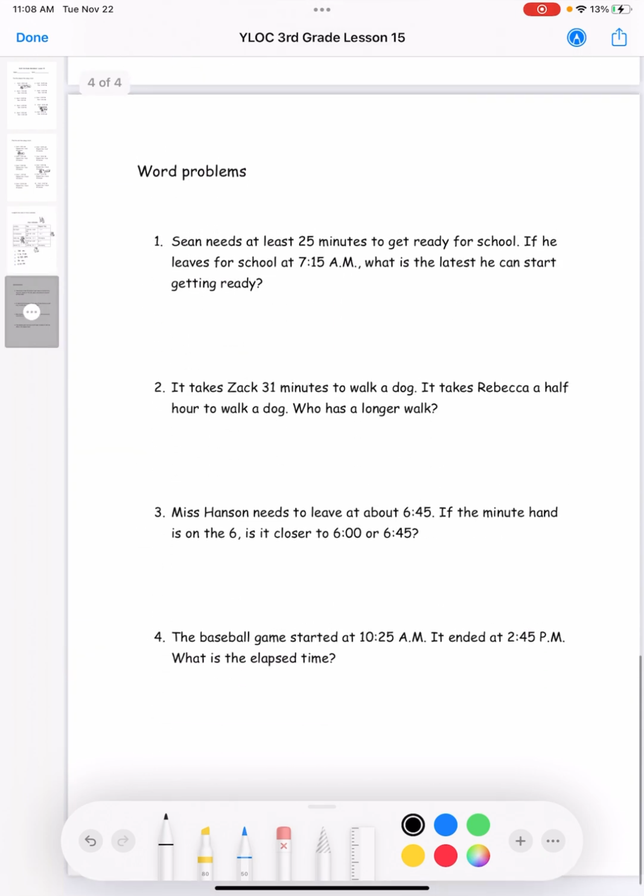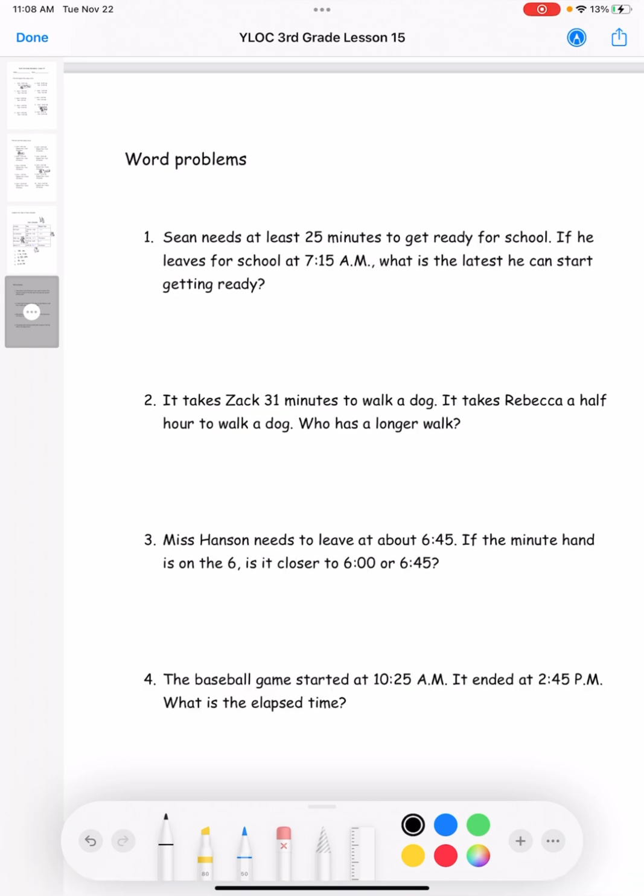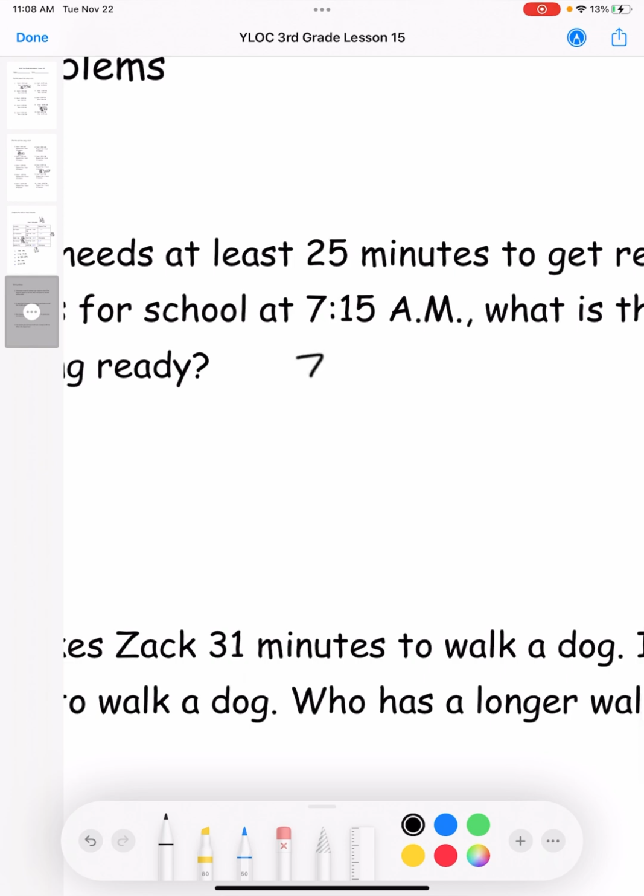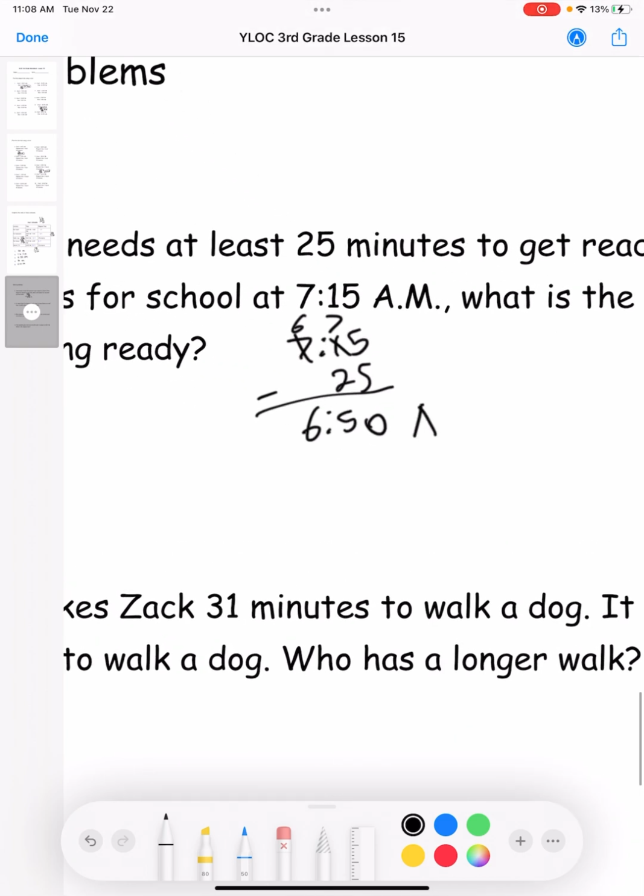Next, we have word problems. For number 1, C needs at least 25 minutes to get ready for school. If he leaves for school at 7:15 a.m., what is the latest he can start getting ready? So we just subtract. And we get the latest he can start getting ready is 6:50 a.m.